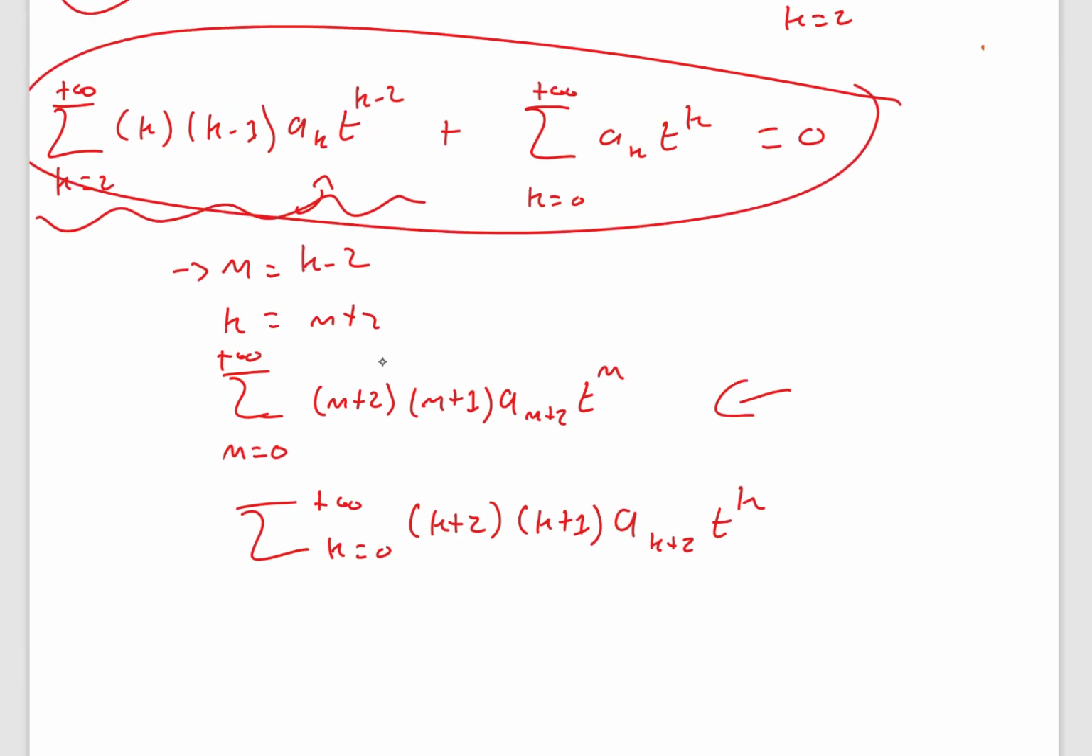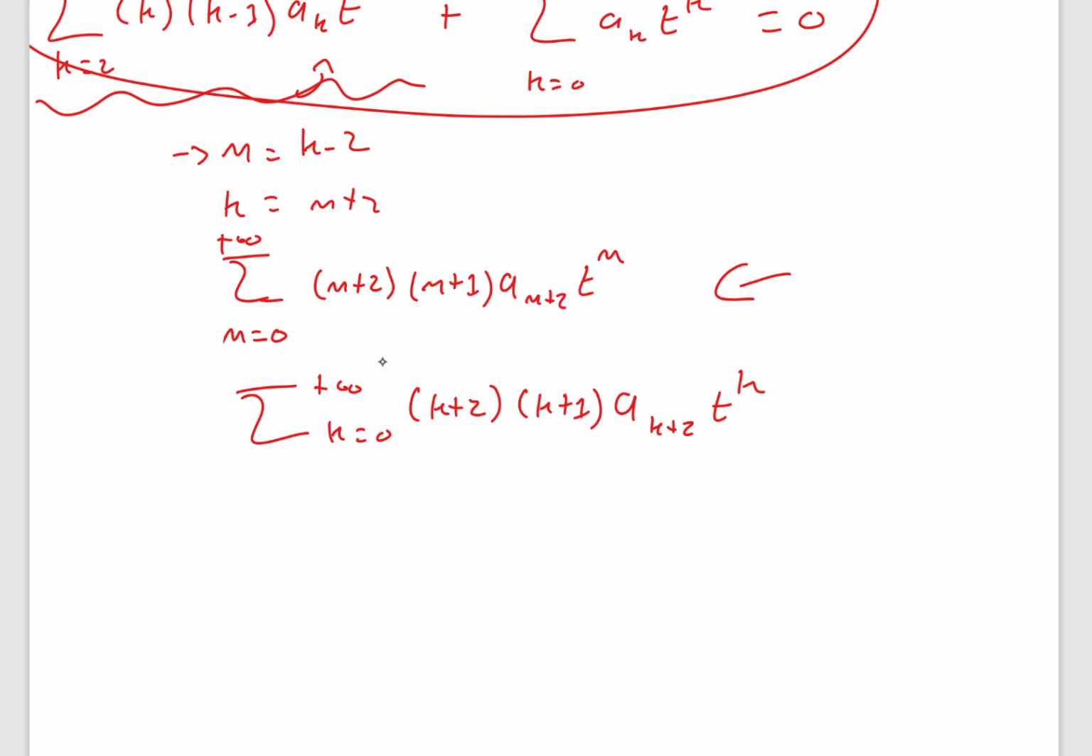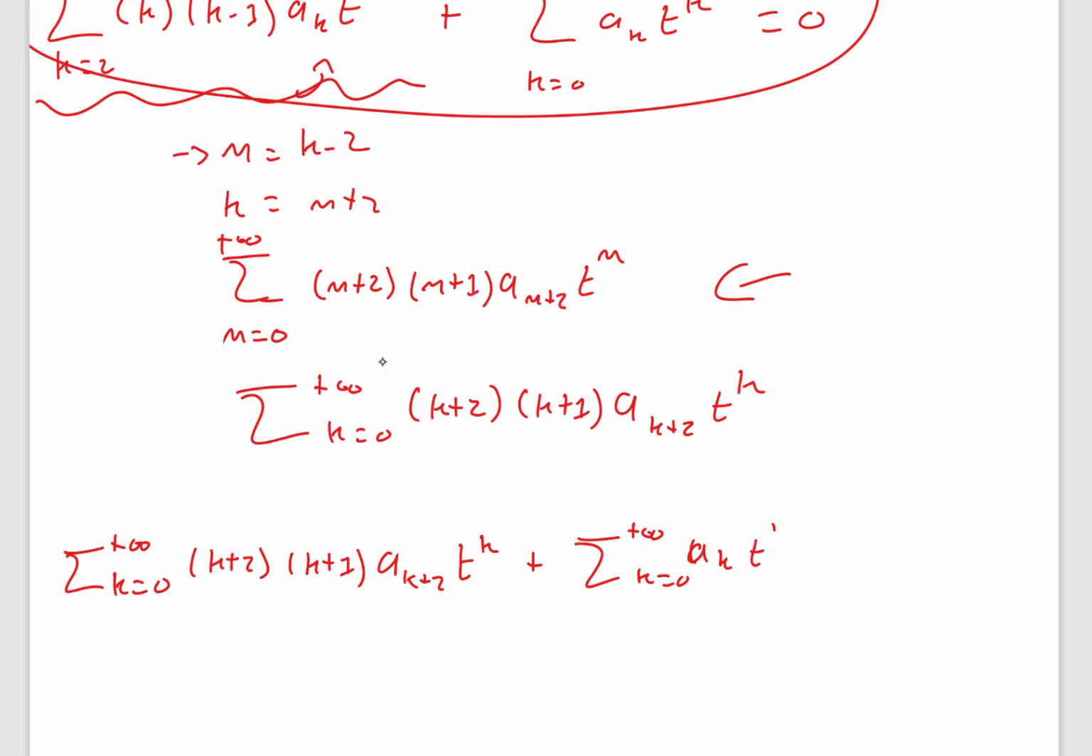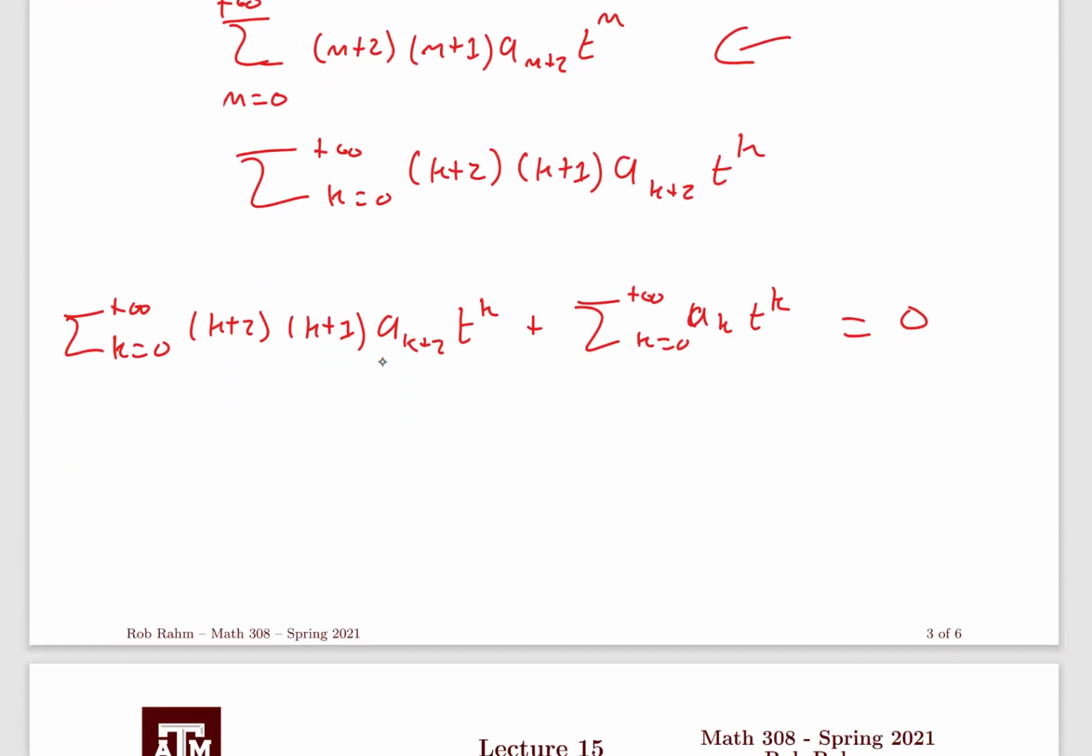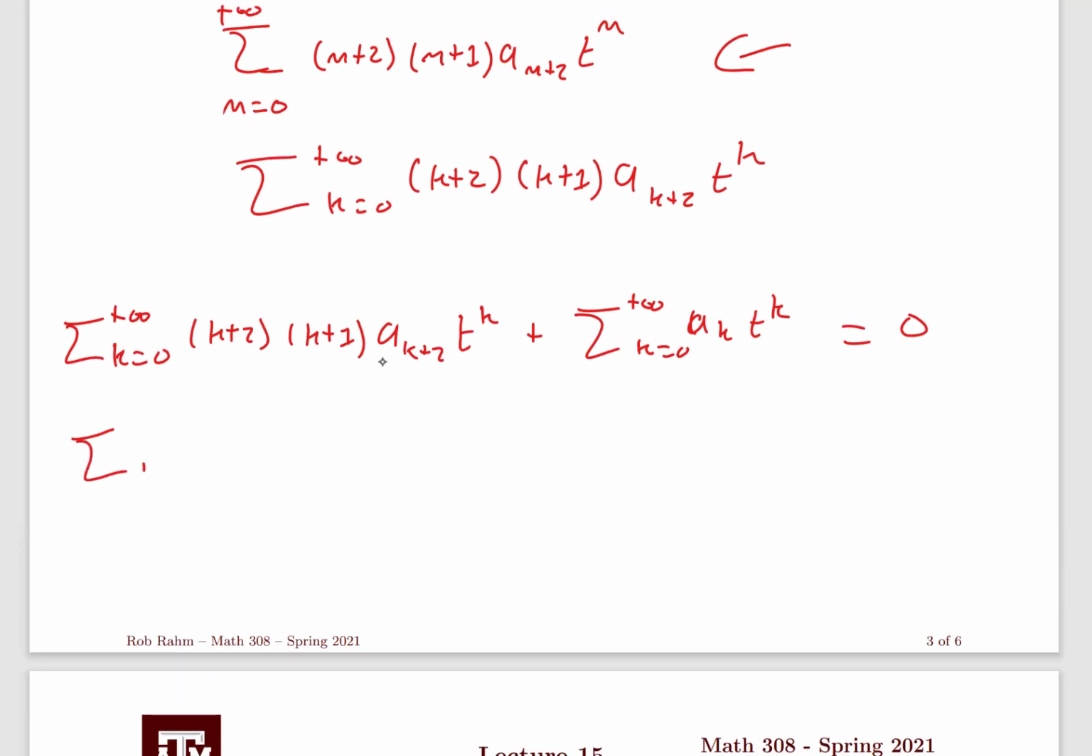And so now I'm just going to rewrite this expression with these new indices. The first series is k equals 0 to positive infinity k plus 2 k plus 1 ak plus 2 t to the power of k, and then the other series just stays the same. This is k equals 0 to positive infinity ak t to the power of k, and that's equal to 0. Now we want the terms to be something times t to the k, so we're going to combine these two series and get the sum k equals 0 to positive infinity of k plus 2 k plus 1 ak plus 2 plus ak, times t to the power of k, is equal to 0.